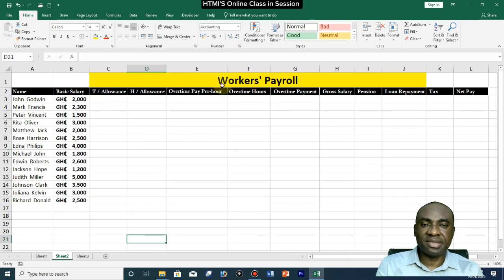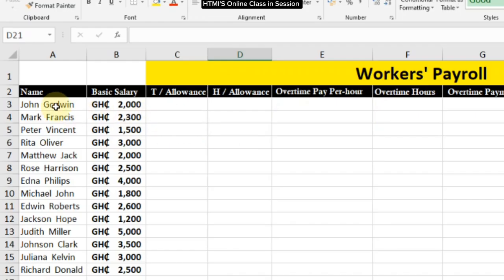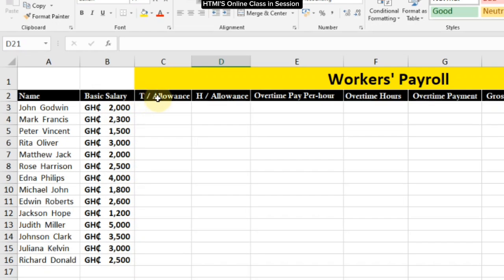We have a very basic workers payroll. Here we have the names of the workers, the basic salary of the workers, the transport allowance, and so on. I've entered some data here, some figures to show the different basic salaries for each of the workers.